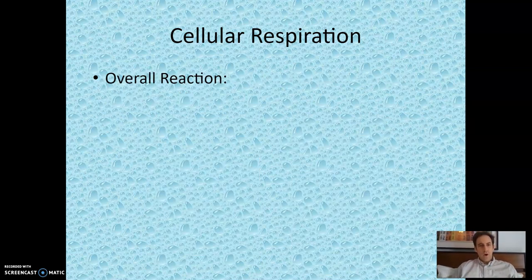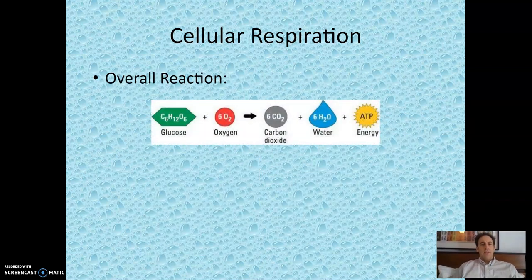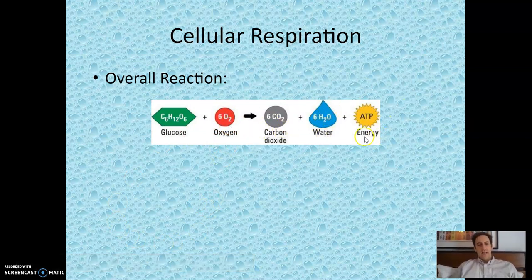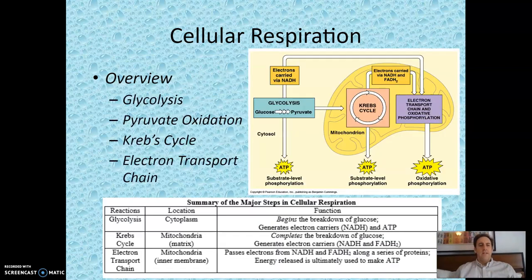So our overall reaction is glucose, C6H12O6, plus oxygen, 6O2, yields 6 CO2 plus 6 water, and then that gives us ATP. This is an equation that I think is worth memorizing: C6H12O6 plus 6O2 yields 6CO2 plus 6H2O, because it comes up a lot. It's just useful to memorize it. So you might want to log that one in there at some point.